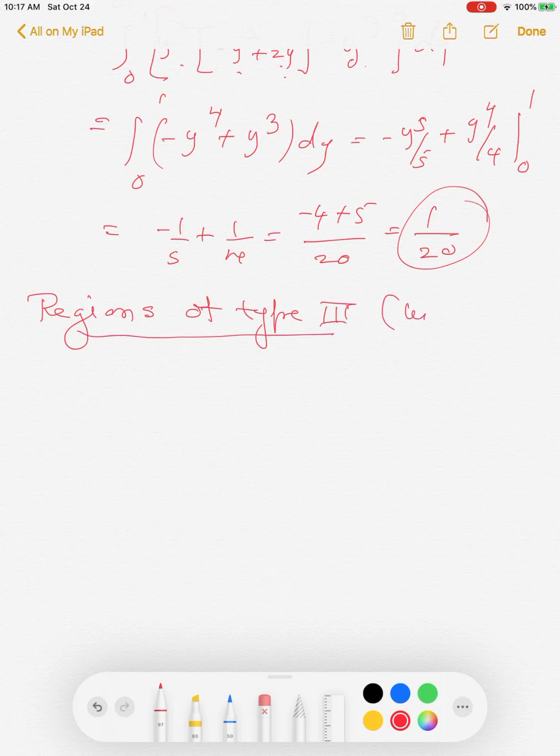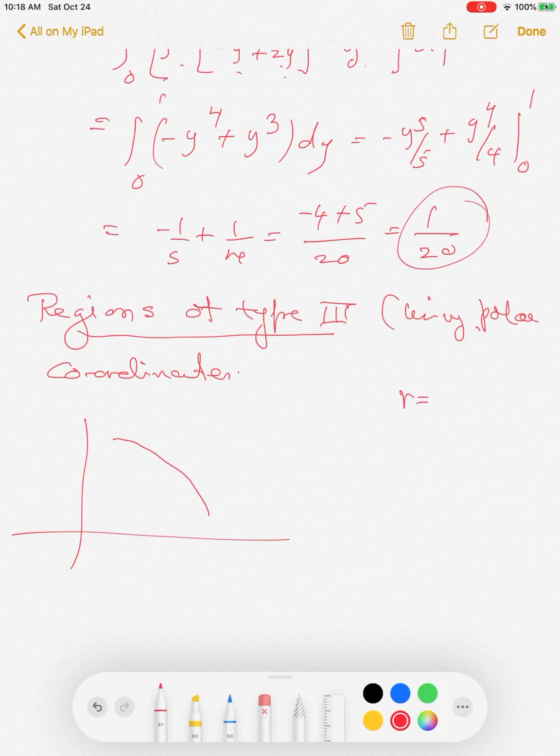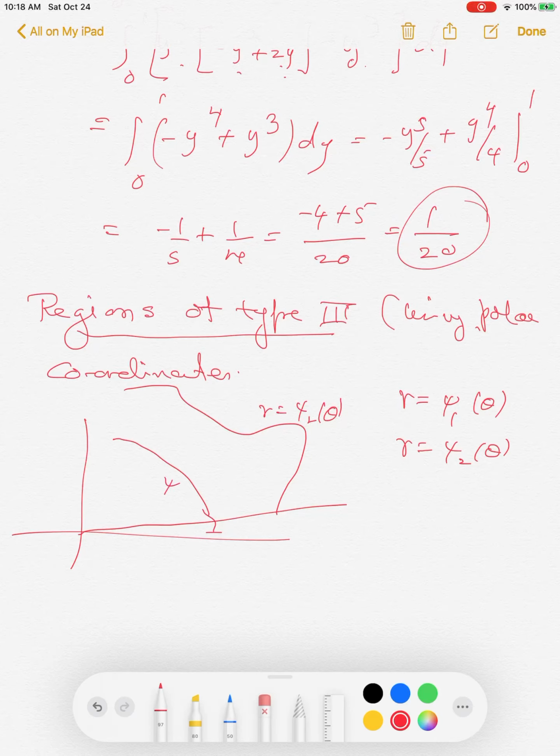Regions of type 3 using polar coordinates. So suppose I have a region which is described by two curves. Now I'm giving you two functions, r as a function of theta. In polar coordinates you are writing functions as, let's call this r equal to psi 1 theta, and the other upper bounding curve is r equal to psi 2 theta. And my theta goes between theta 1 and theta 2.